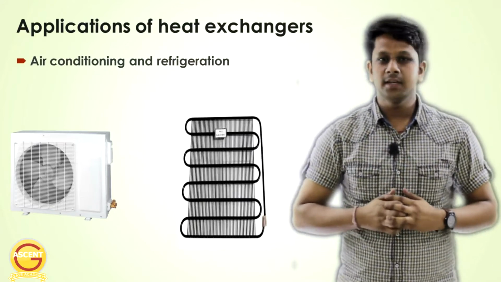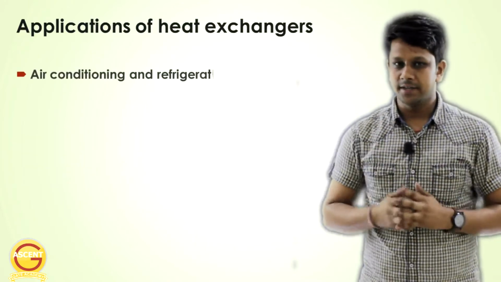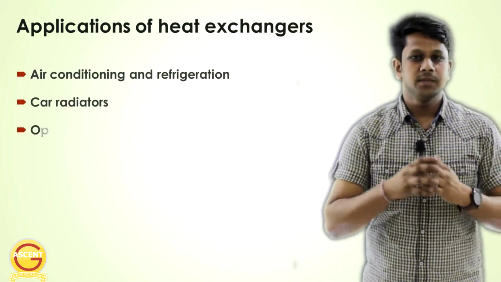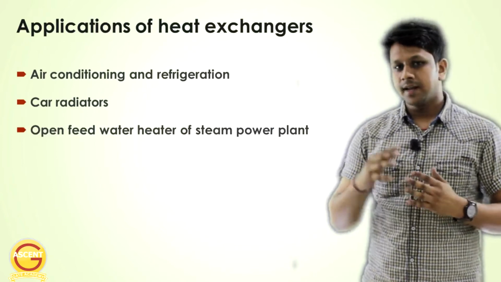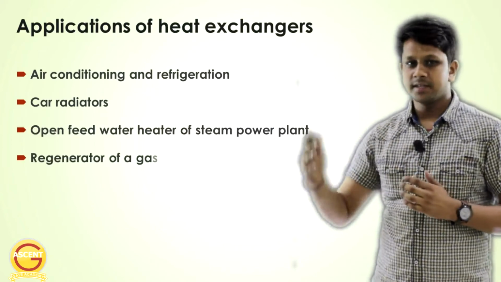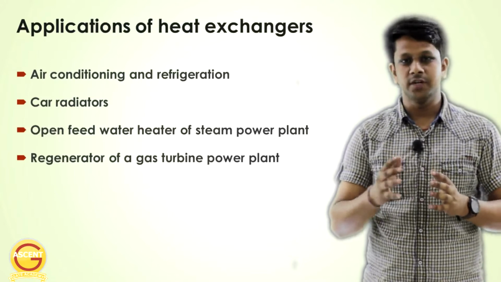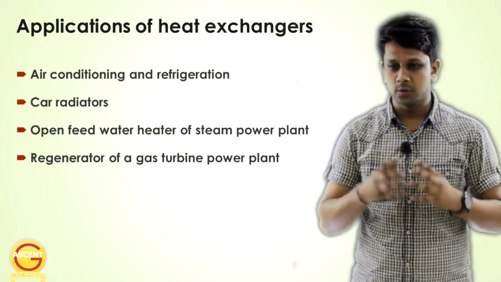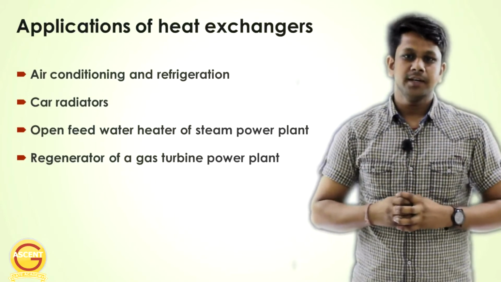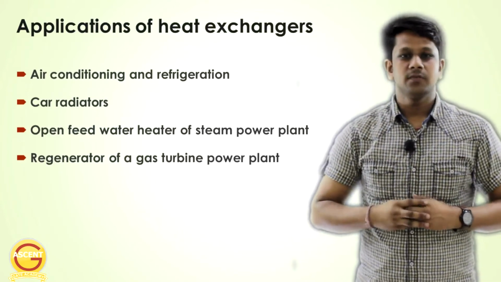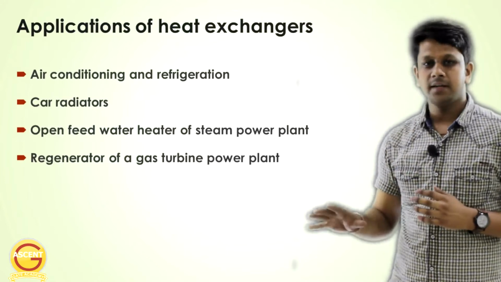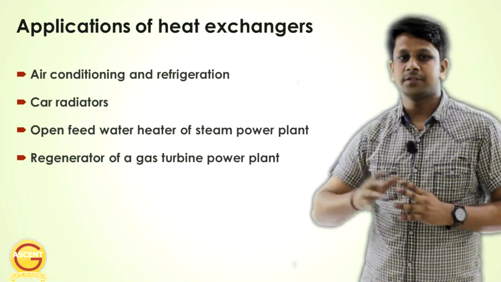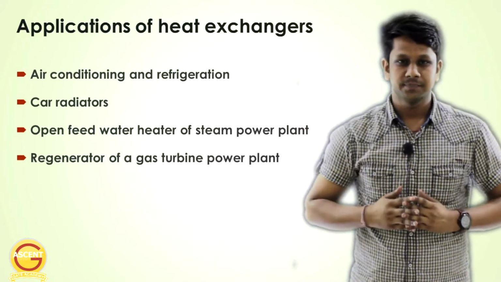Apart from that, you will find these heat exchangers in car radiators, right? And you will find these heat exchangers in power plants also. So in a regenerative Rankine cycle, we use the open feed water heater. This is a direct contact type of heat exchanger in which both fluids get mixed, right? And if you take the example of a gas turbine, then you will find this in the regenerative type of gas turbine. So this is also an application area of heat exchangers.